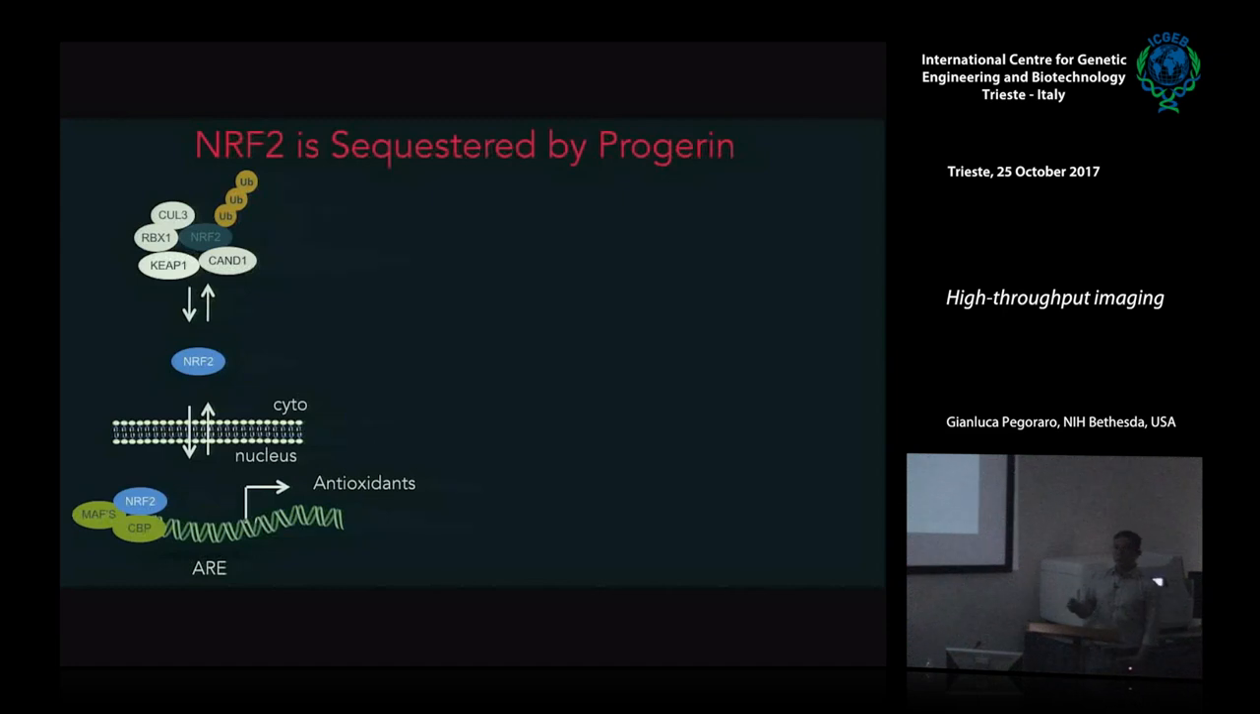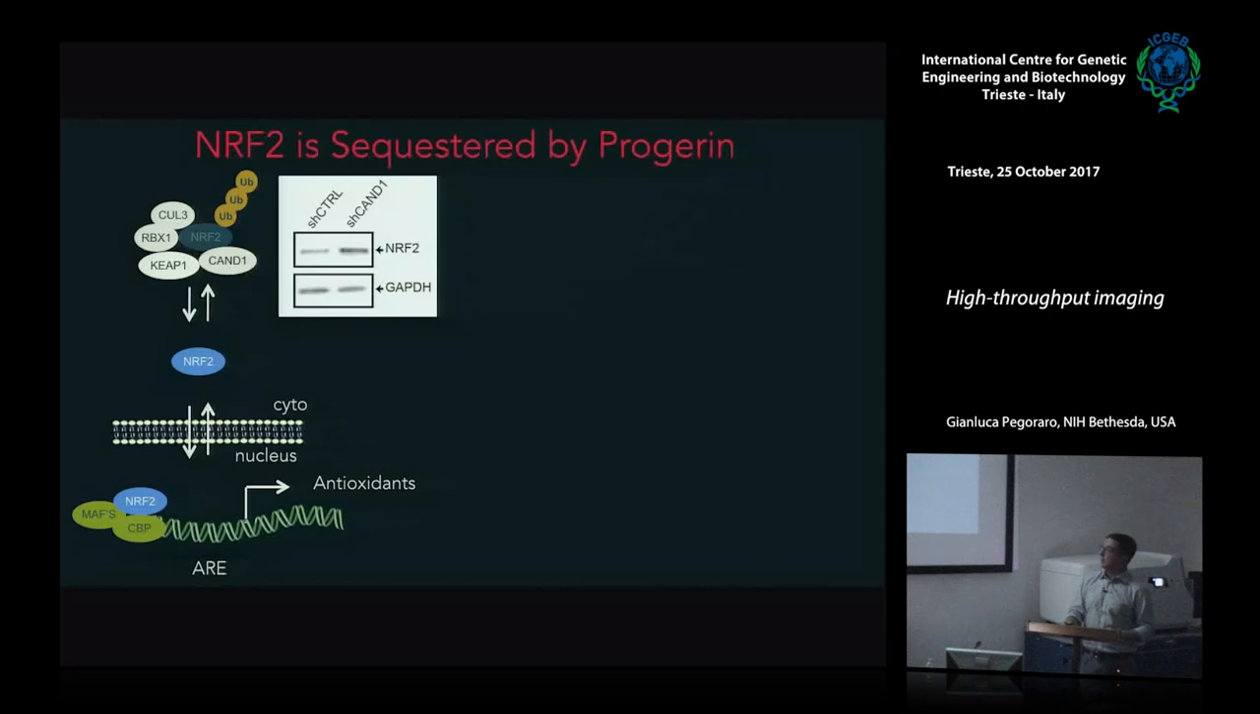In the presence of proteotoxic or oxidative stress, NRF2 is stabilized and can translocate to the nucleus, where it binds sequence-specific antioxidant responsive elements that lead to the transcriptional activation of a battery of protective antioxidant genes. NRF2 was particularly interesting because it had been previously involved in aging-related pathways in model organisms. And since progeria is an aging-related disease, this was the link to look more into NRF2.